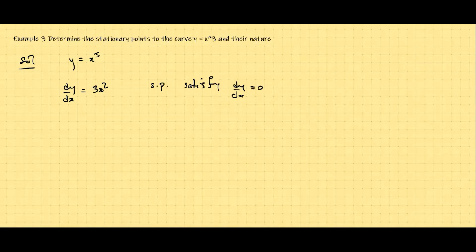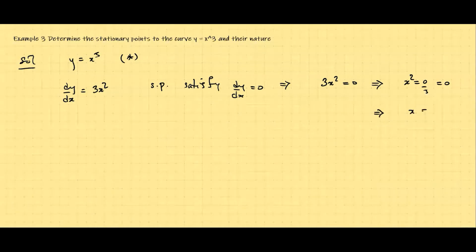So since they satisfy dy by dx equals 0, I've got to set 3x squared to 0 to get the stationary points for my cubic. There's only one way of solving this, which is x squared equals 0 divided by 3, which is 0. And of course, when we take the square root of 0, we only get one repeated solution. We get x equals 0.